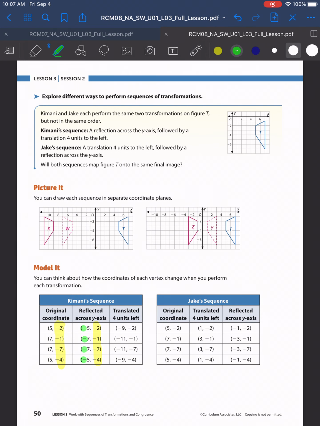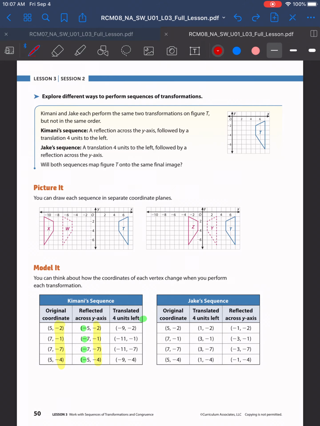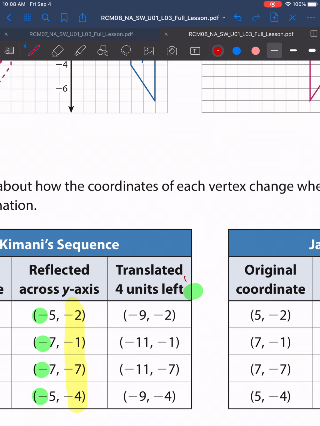And then after that, we learned that when you translate units to the left, that means you're dealing with the x coordinate. Let me grab a pencil here, if it'll let me. If you are going to the left, that means you're dealing with the x coordinate, and that also means you're subtracting. And we're subtracting 4 units, so every time they see an x, they subtracted 4. So they had -5, subtracted 4, got -9. -7, subtracted 4, got -11, okay? They just subtracted 4 from each of the x's, but the y's all stayed the same. Can you see that?